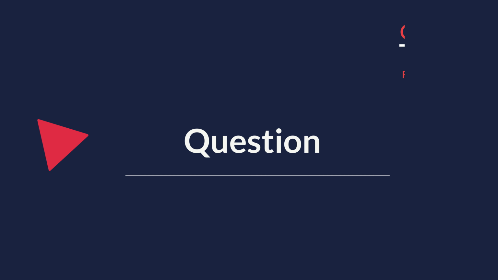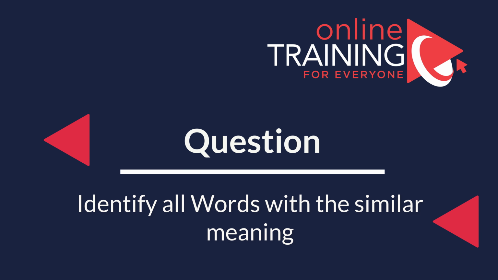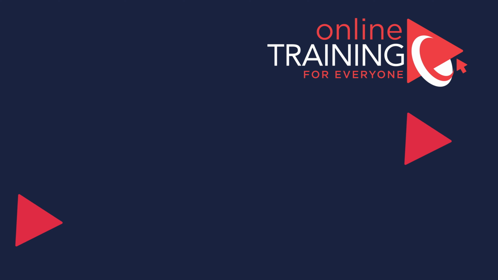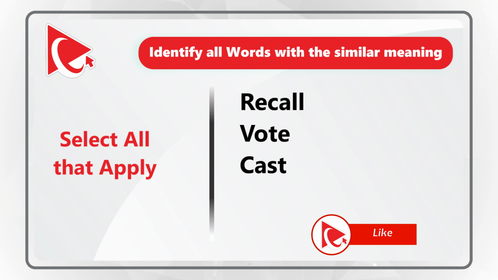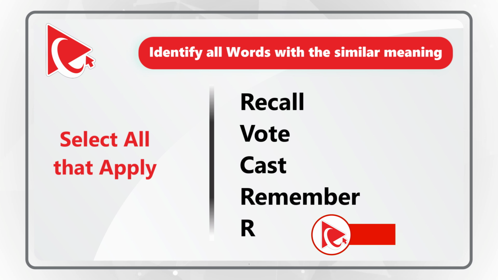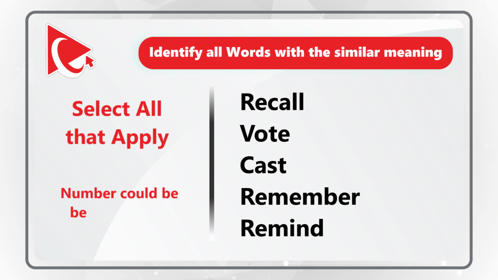Very frequently on the test, you need to identify words with the similar meaning. In this case, you're presented with 5 words: recall, vote, cast, remember, and remind. Which words on the list have a similar meaning? Very interesting question, because the number could be between 2 and 5. Did you get to the answer? Let's move forward and I'll share with you the correct solution.